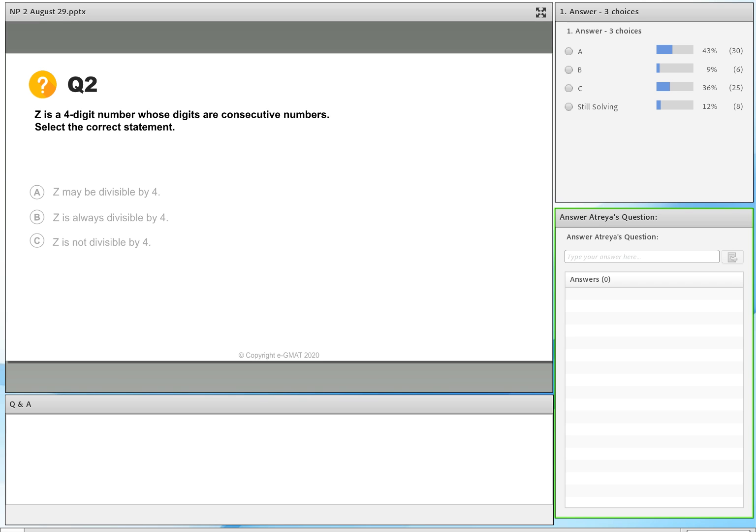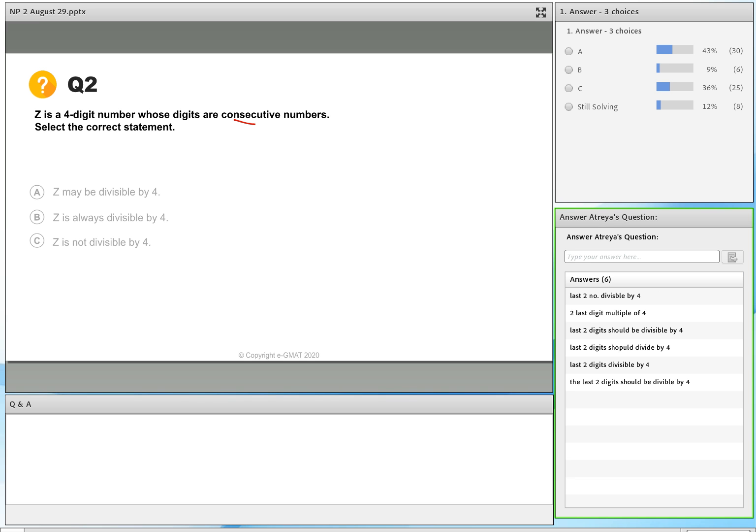Thank you all of you for putting your answers over here. Okay, so Z is a 4-digit number. Digits are consecutive in nature. What is the divisibility rule of 4? Can you please put that out in the short answer poll? What's the divisibility rule of 4, everyone? The last 2 digits should be divisible by 4, right? Absolutely correct. Very good. I'm really very happy that you people are so interactive, and that really helps the session as well. So the last 2 digits should be divisible by 4.